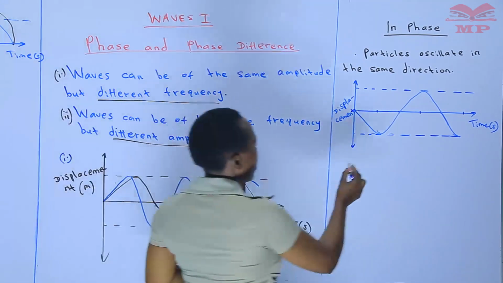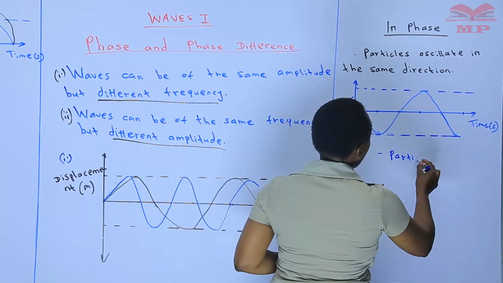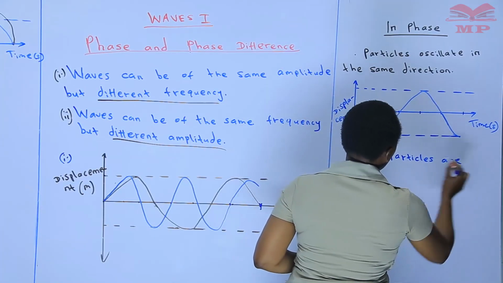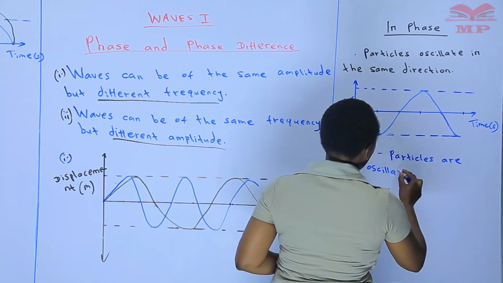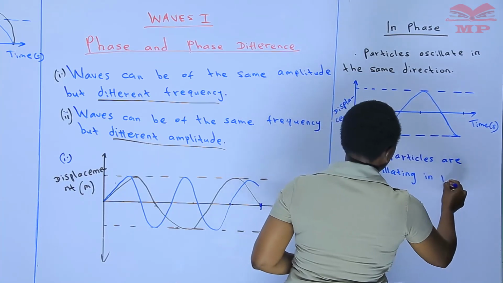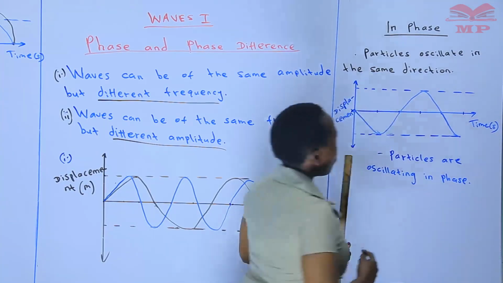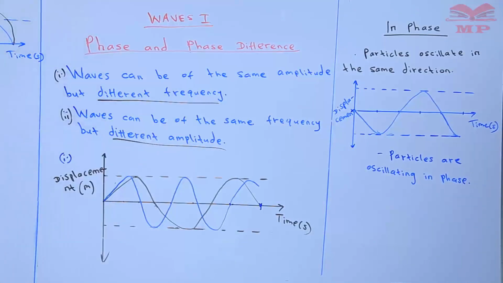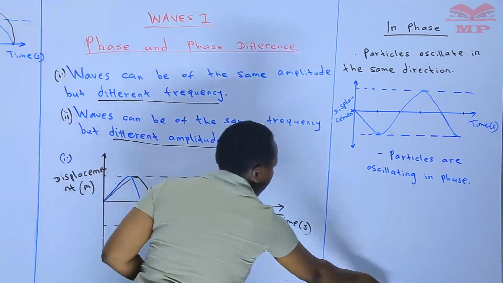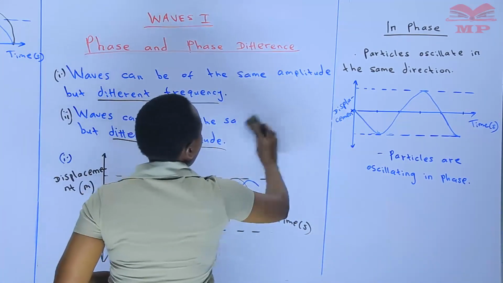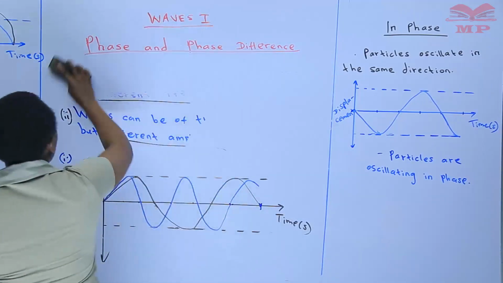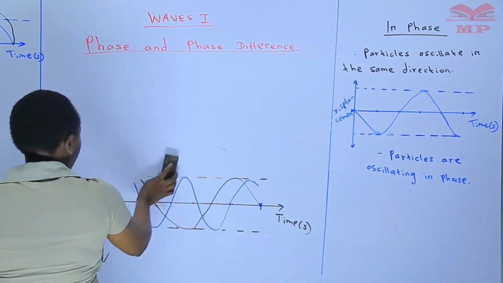So for this one, the particles are oscillating in phase. We can also have a wave whereby they are oscillating in phase, but the amplitude is different. We can have a case like this one here, whereby the particles are also in phase, but now the amplitude is different.